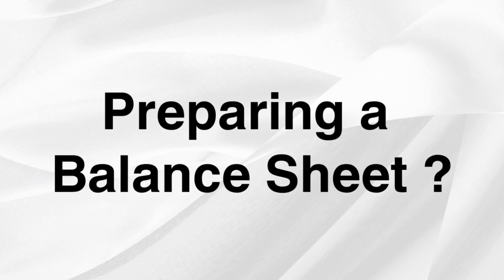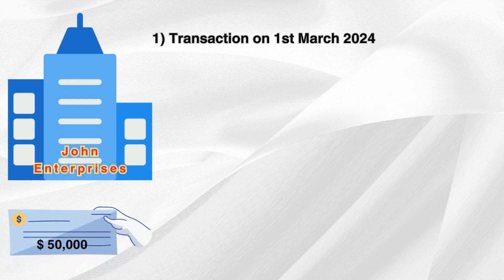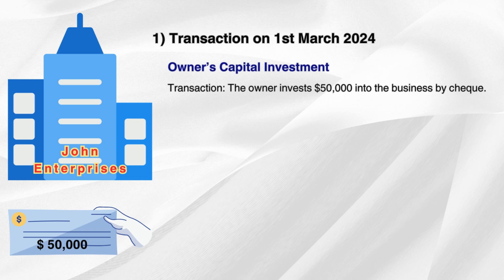Now, let's check how we can prepare a balance sheet from some given data. Let's consider some sample business transactions and capture the data related to the accounts affected. Let's assume John starts a company named John Enterprises by investing $50,000 in cheque on 1st March 2024. As per the double entry accounting system, 2 accounts of the business will be affected here.